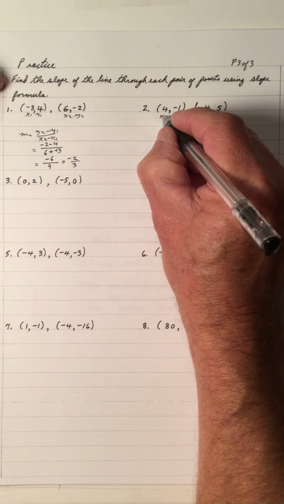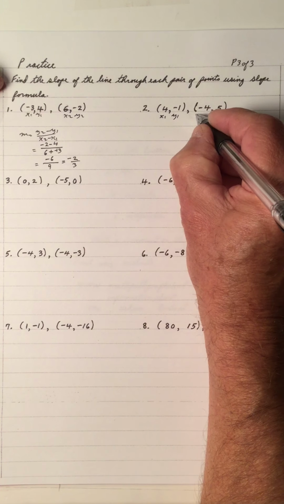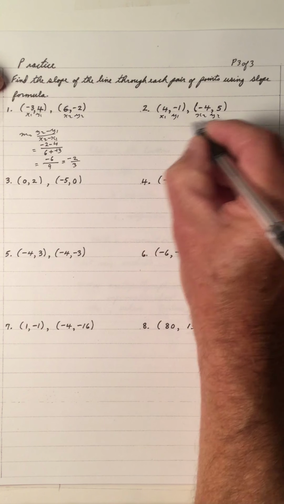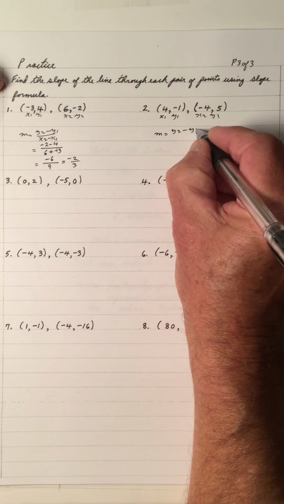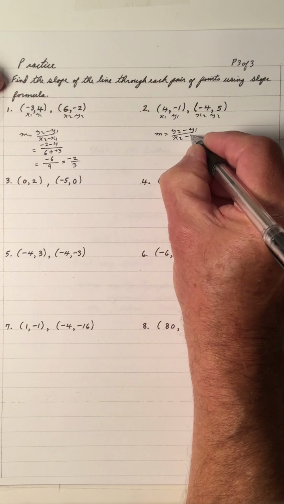Number 2, x1, y1, x2, y2. Slope formula, y2 minus y1 over x2 minus x1.